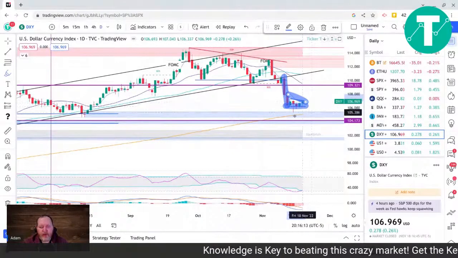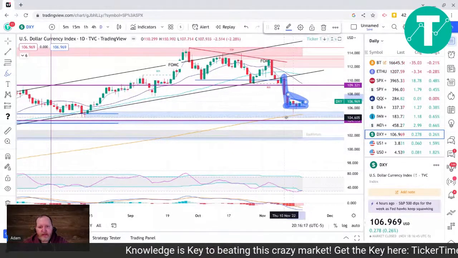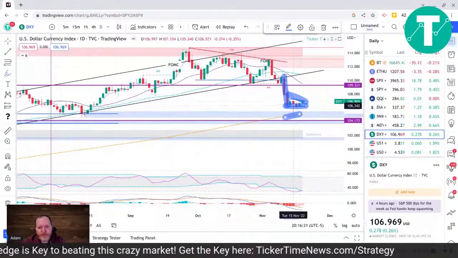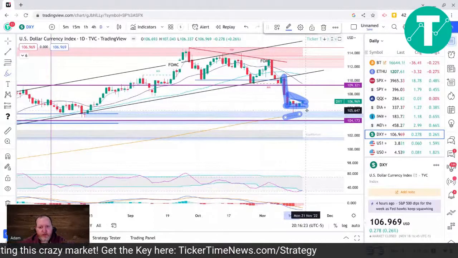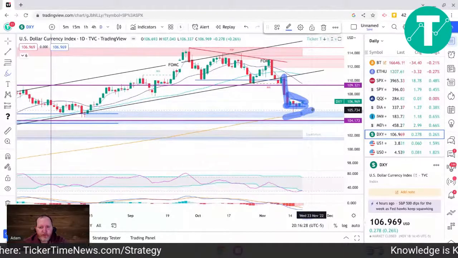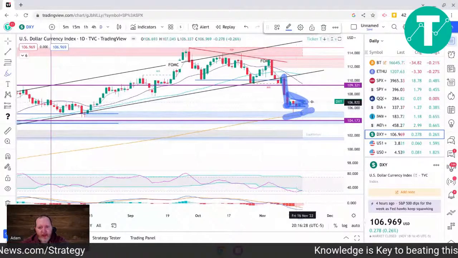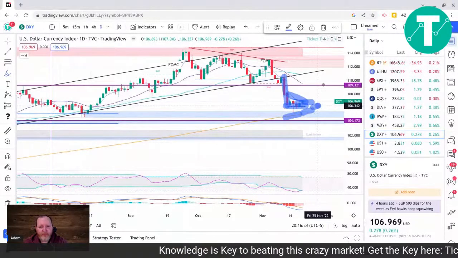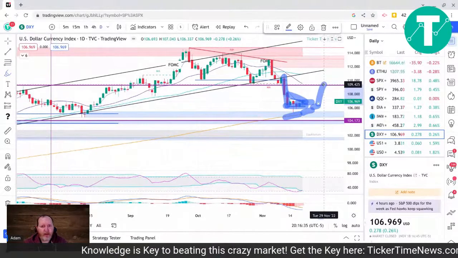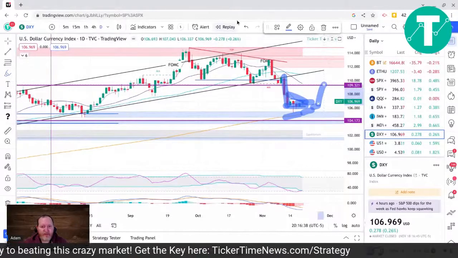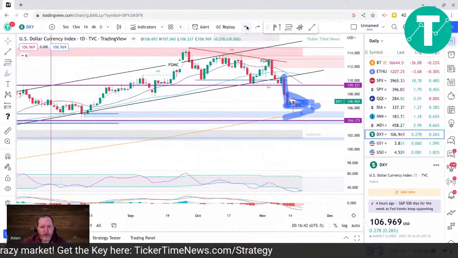Now, its 200-day moving average is getting closer and closer, all right? The more this moves sideways, the closer that 200-day moving average is going to be. And if it continues to move up while the dollar moves sideways, that could end up being a launching pad for the dollar, sending it up higher, okay? So that's why this is the #1 chart that I'm watching.